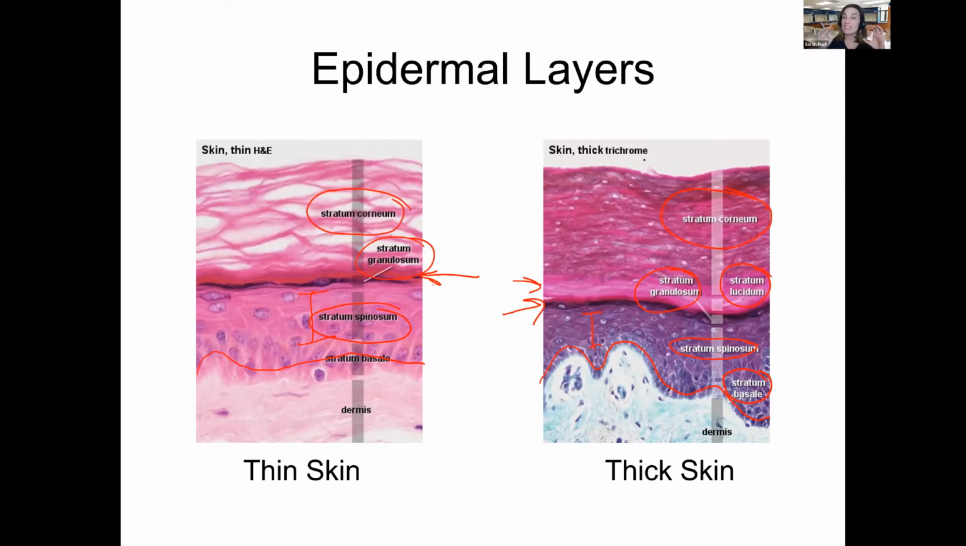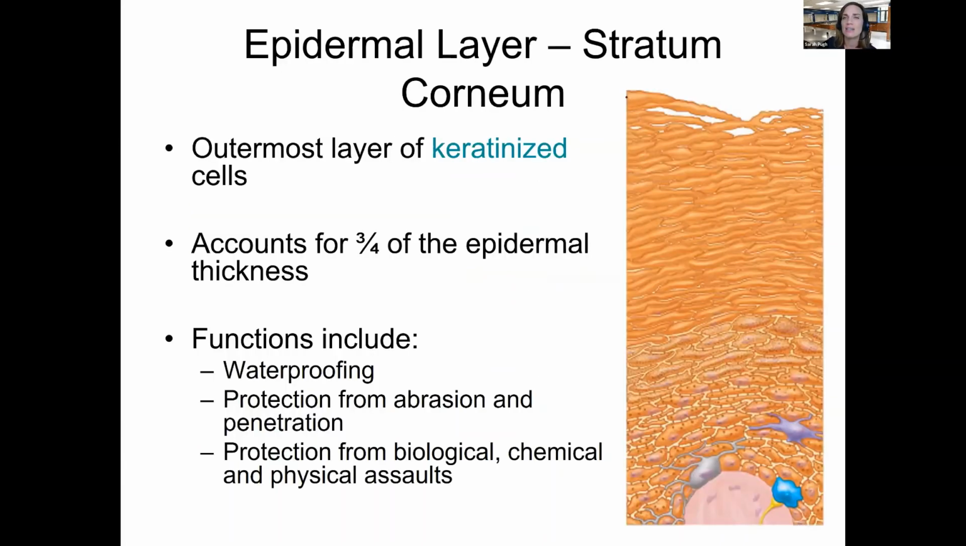This is a very thick layer of your epidermis. I remember this one because I think corneum, cornflakes. If you look at the image on the left of thin skin, it looks like cornflakes stacked up. This is the flaky layer. This is the layer that's going to flake off. This is all dead, and so this is the outermost layer of keratinized cells. All of this is the stratum corneum. It makes up about 3/4 of the thickness of your epidermis.